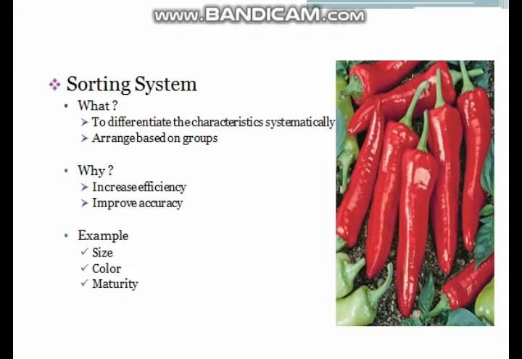Sorting system. So, what is the sorting system? So sorting system is to differentiate the characteristics systematically, and it is also to arrange based on its group. So why we need a sorting system? Sorting system is needed to increase efficiency and to improve the accuracy. So the example of the parameter that we use for sorting system is size, color, and maturity.